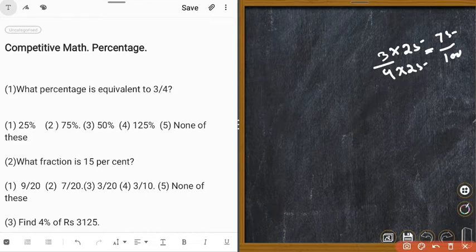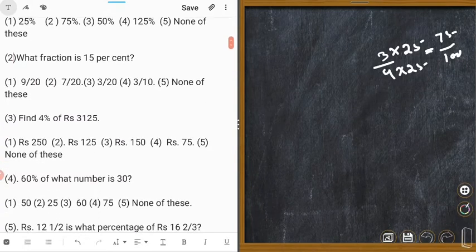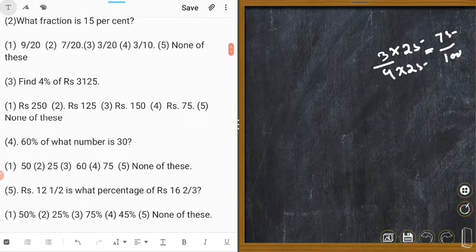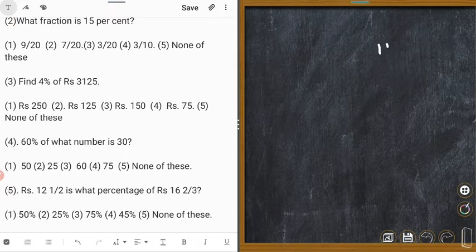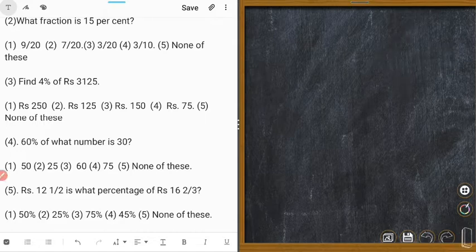Yes. Next one is 3. What fraction is 15%? So let's calculate 15%. 15% means 15 upon 100. Could you understand? 15 upon 100 is equal to 3 upon 20. Which is the correct answer? Number 3 is the correct answer.